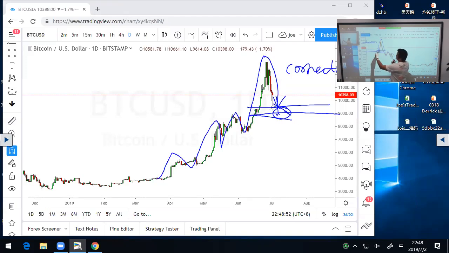And aim for another second rally. All right, of course, that's what we found from the daily chart. So if you go to the 4-hour chart, you can find more clues.